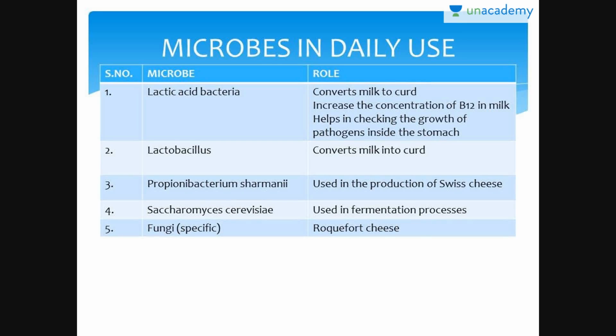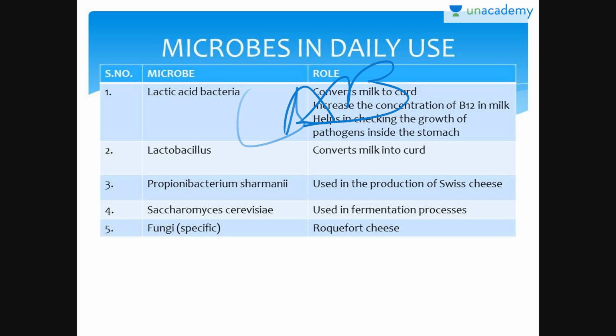So, microbes in daily use. First one is lactic acid bacteria, which is also known as LAB. Milk is turned into curd with lactic acid bacteria. Lactic acid bacteria produce acids that coagulate and partially digest milk protein. A small amount of curd that is added to the milk for curdling acts as inoculum containing thousands of LAB, which further multiply. LAB enhances the nutritional value of milk by increasing vitamin B12.